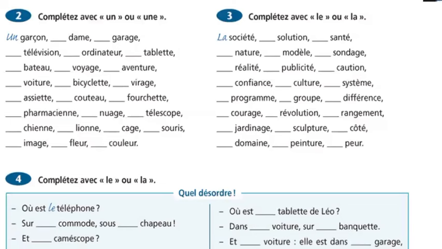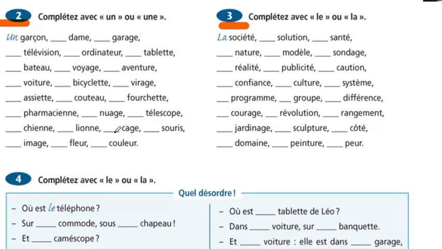Okay, now look at exercise 2 and 3. Exercise 2, this is it here. Exercise 3. Now, we want to look at these two exercises. You have a lot of examples, and we have already seen how to identify them. We have un garçon, here becomes une dame, here becomes un garage, here becomes une télévision, un ordinateur, une tablette, un bateau, un voyage, une aventure, une voiture, une bicyclette, un virage, une assiette, un couteau, une fourchette, un pharmacien, un nuage, un télescope, une chienne, une lion.